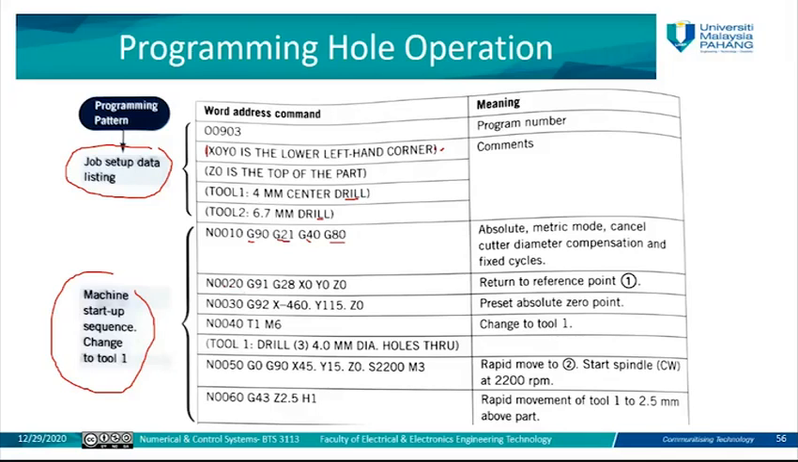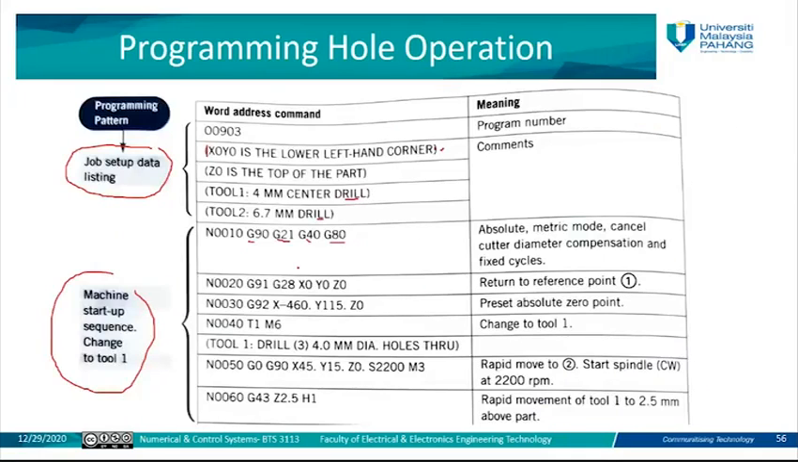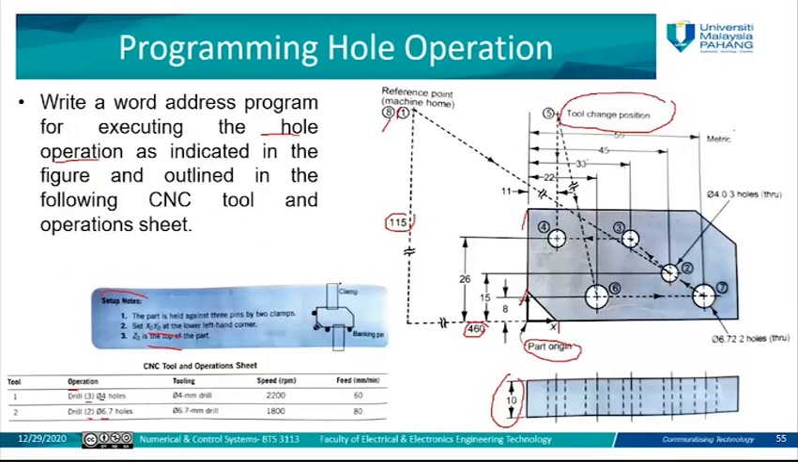Then go down. First, we need to return the machine or the spindle to the 0 point or to the reference point, which is number 1. This is just to send the machine to the reference point. We can see here G28, which is used to send the spindle to the reference point, and the coordinates here are in incremental. Then we have X0, Y0, Z0. This is the reference point for the machine, not the reference point for the part. As we said, we have a reference point for the machine and a reference point for the workpiece.